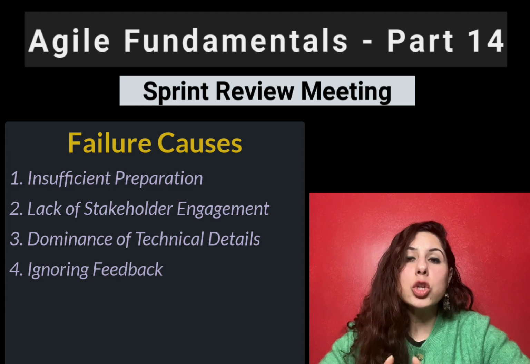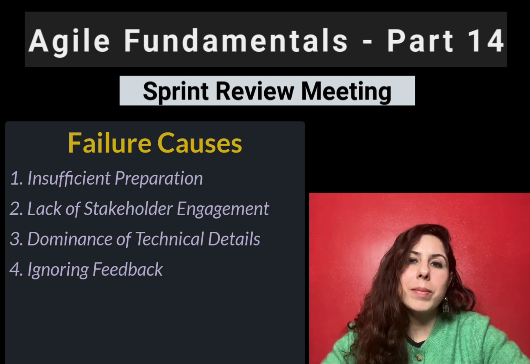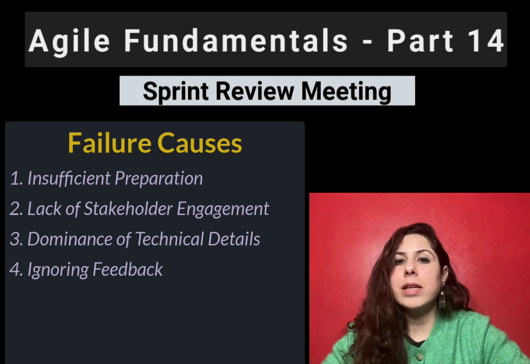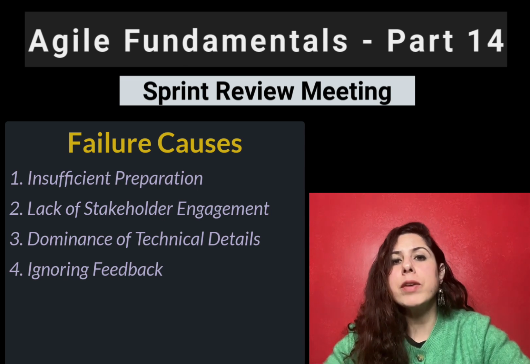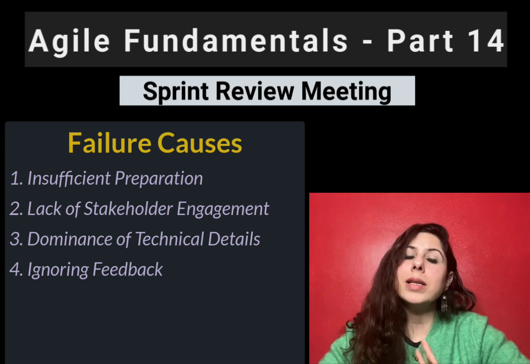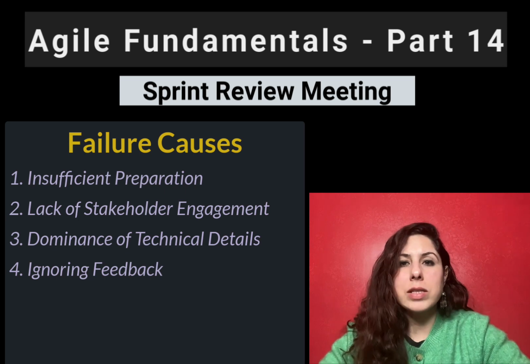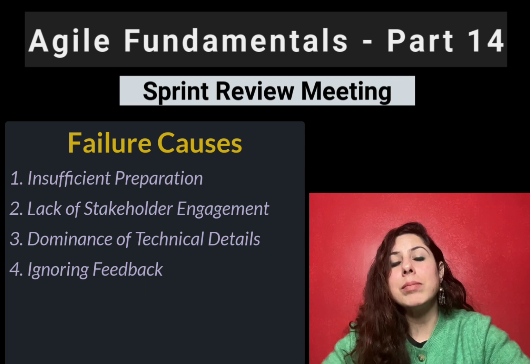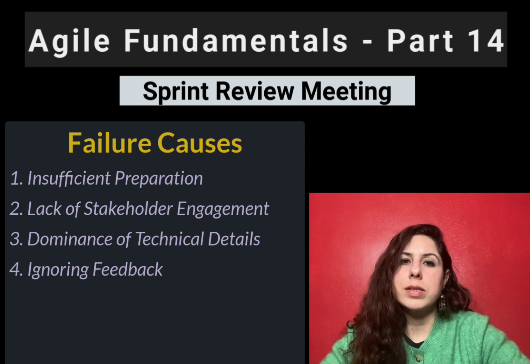Fourth, ignoring feedback. Failing to sufficiently address or integrate stakeholders' feedback can result in a disconnect from users' needs and business objectives. For example, if a customer provided feedback on, let's say, module 1 during the last sprint review, then that feedback should ideally be applied to subsequent modules as well. However, if the team neglects to do that, it indicates unresponsiveness.